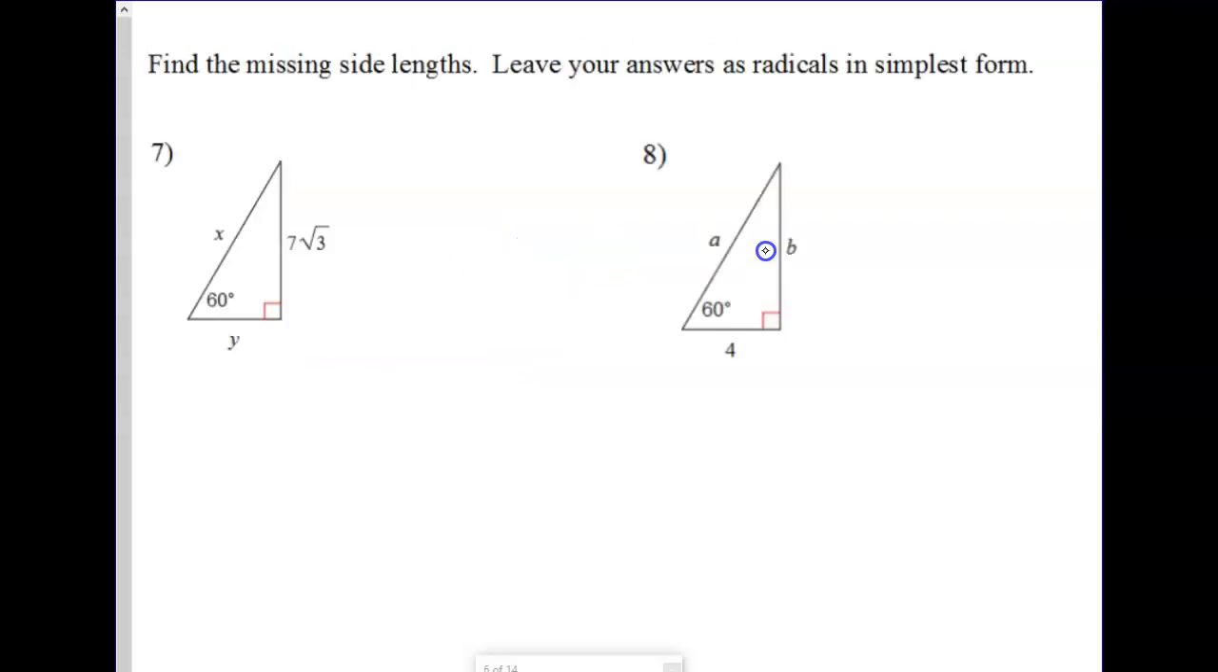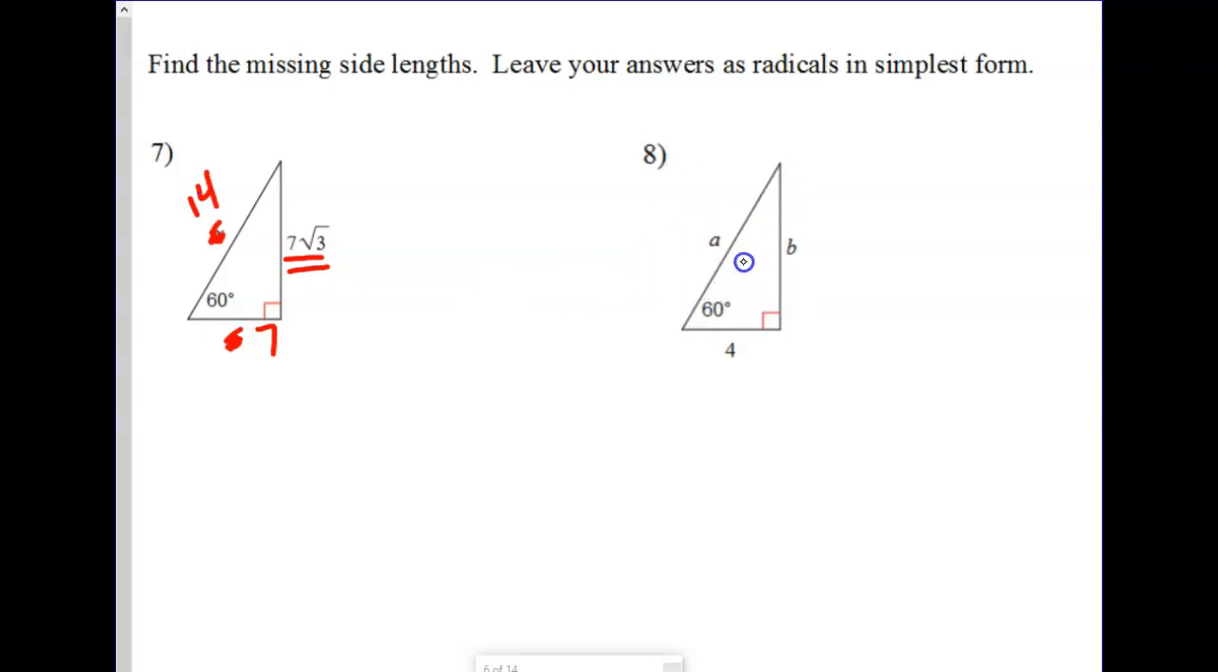All right, so if they follow the pattern exactly, life is good. So like, for instance, right here, this follows the pattern exactly. This is supposed to be leg times square root of 3, the little leg. So that means my little leg is 7, and then the hypotenuse is double that, so it's 14.